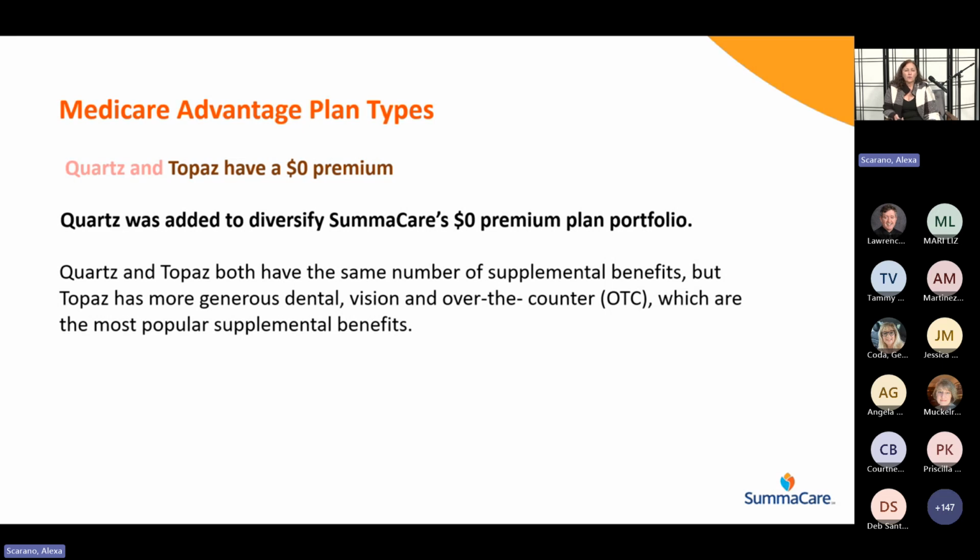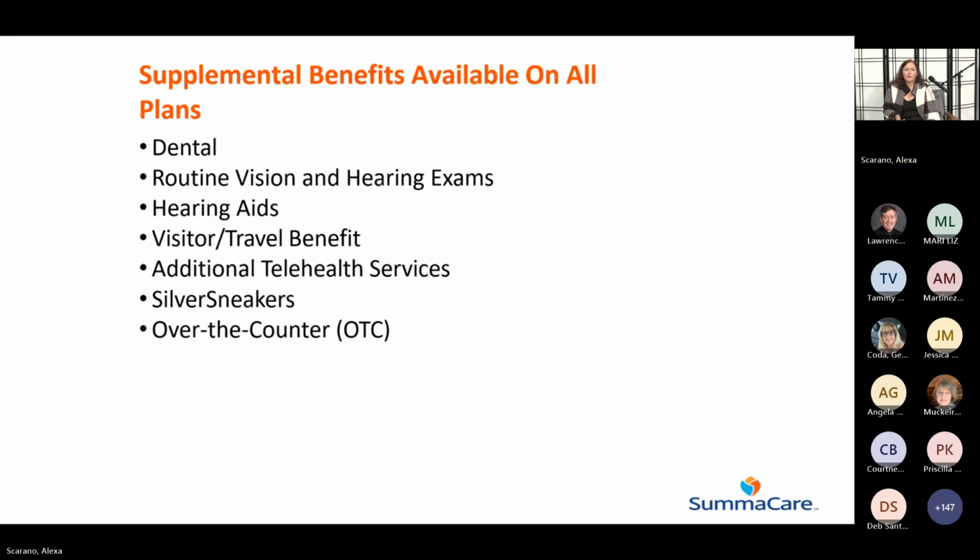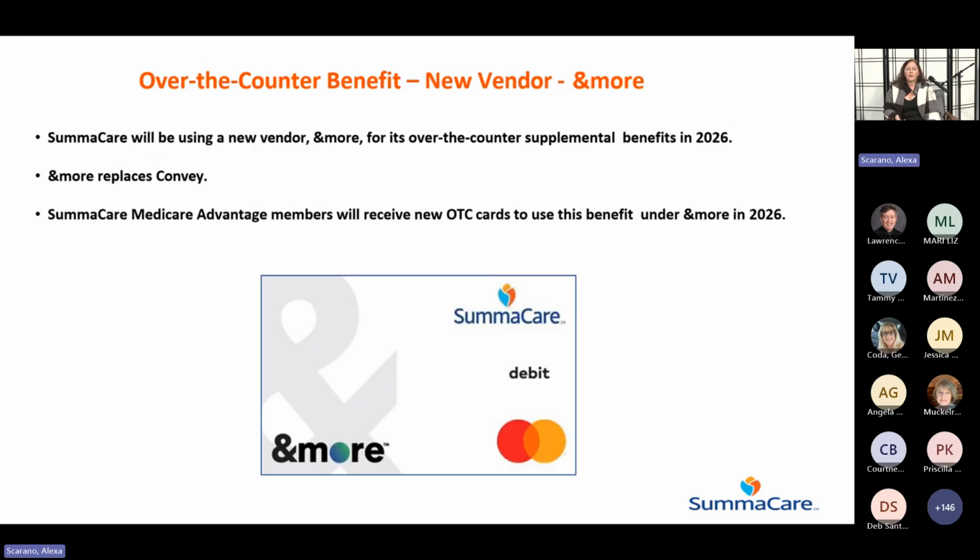vision, and over-the-counter. The supplemental benefits that are available on all plans are dental, routine vision and hearing exams, hearing aids, vision and travel benefits, additional telehealth services, Silver Sneakers, and our over-the-counter benefit. Our over-the-counter benefit does have a new vendor this year. It is going to replace Convey, and our Medicare Advantage members will be receiving a new debit card after the first of the year.